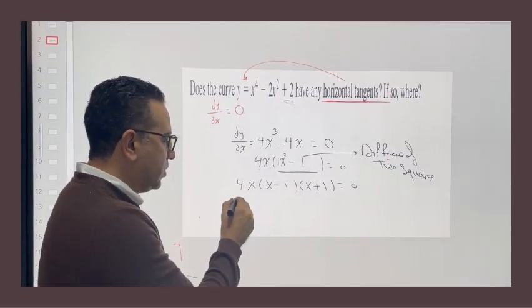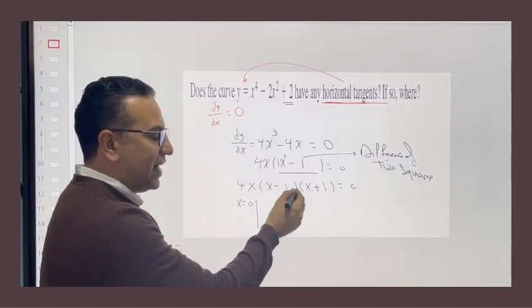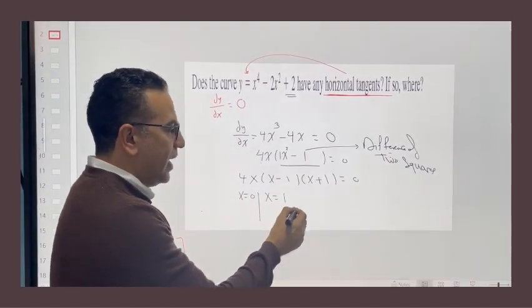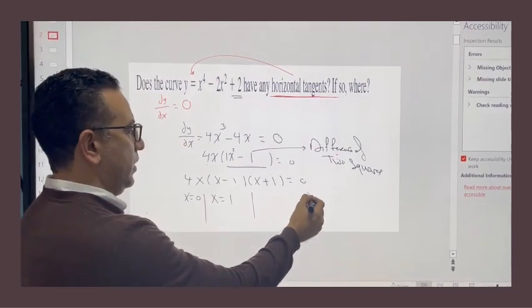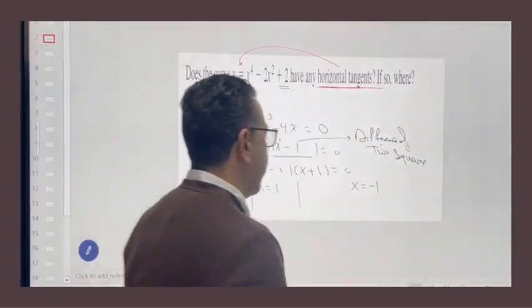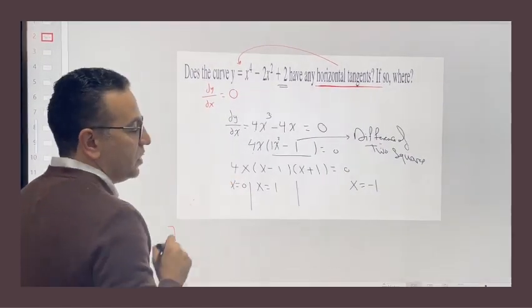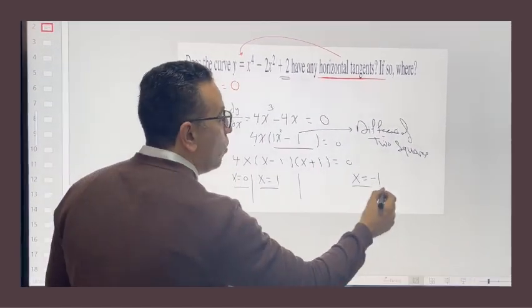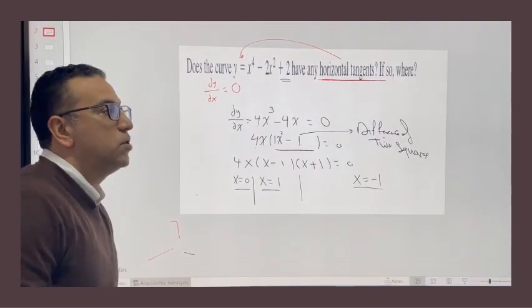At x is equal to 0, at x is equal to 1, and at x is equal to negative 1. So I have three values here that make the curve have a horizontal tangent.